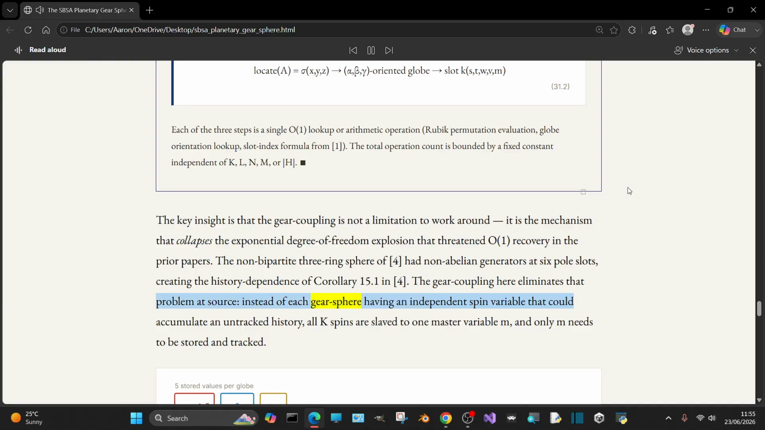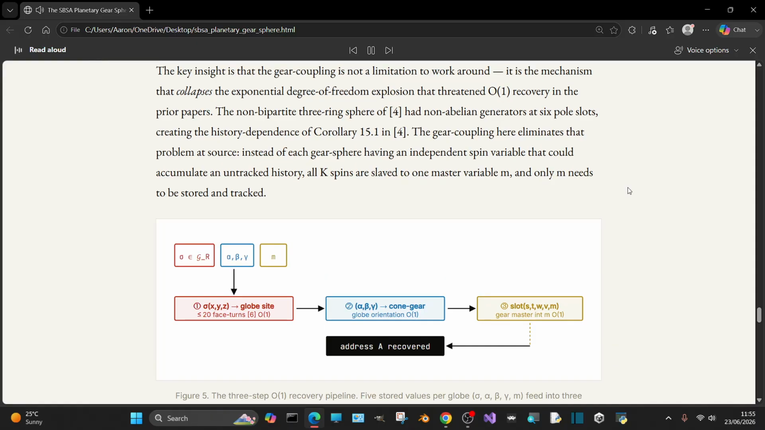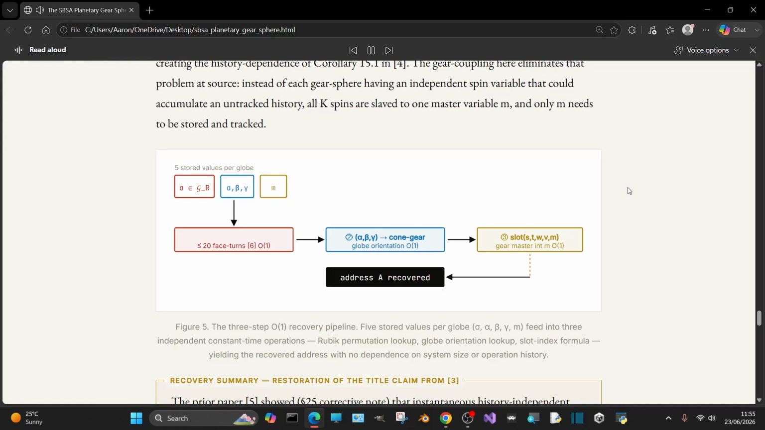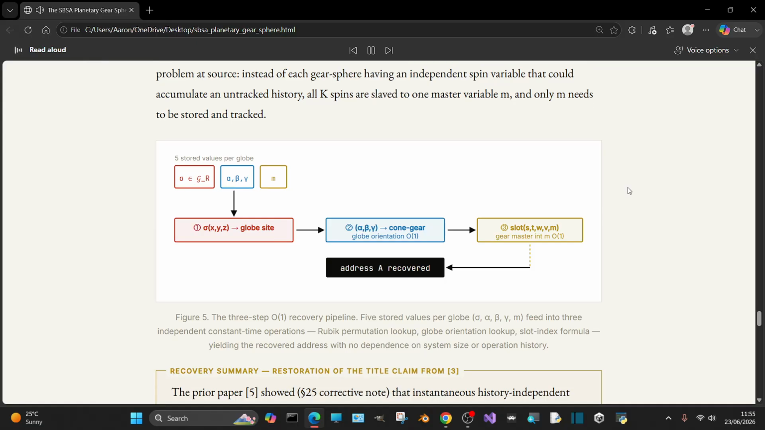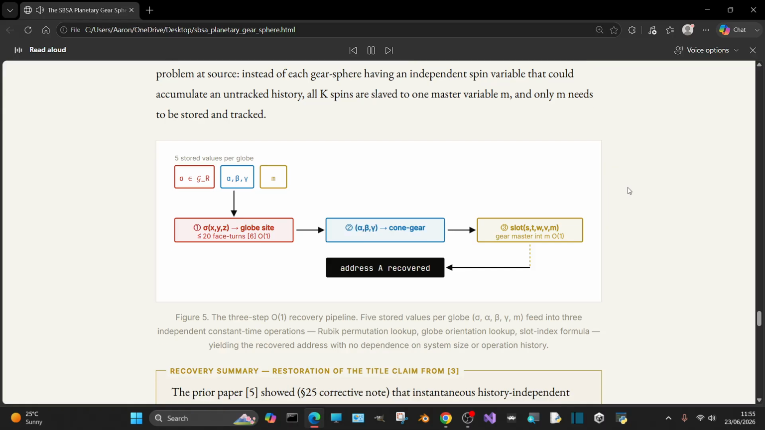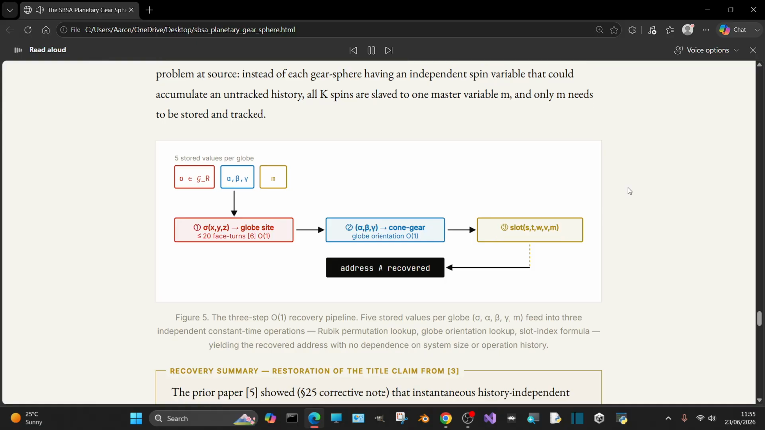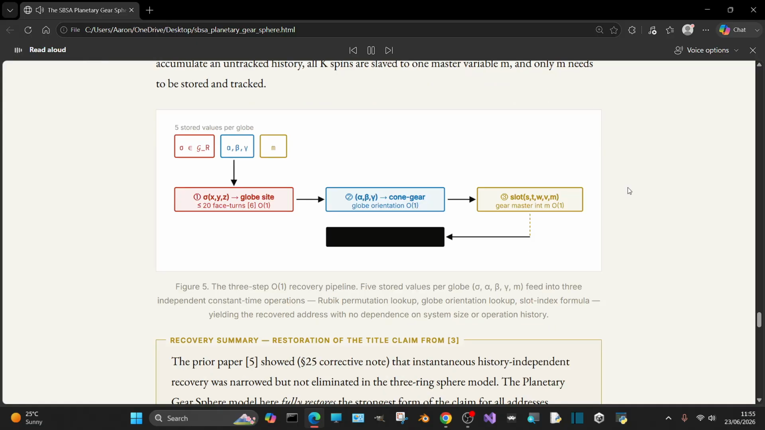Instead of each gear sphere having an independent spin variable that could accumulate an untracked history, all K spins are slaved to one master variable m, and only m needs to be stored and tracked. Sigma set membership symbol, alpha, beta, gamma, m, 5 stored values per globe: sigma x, y, z, globe site less than or equal to 20 face turns, 601 alpha, beta, gamma, cone gear globe orientation 01 slot S, T, W, V, M, gear master int MO1 address A recovered.